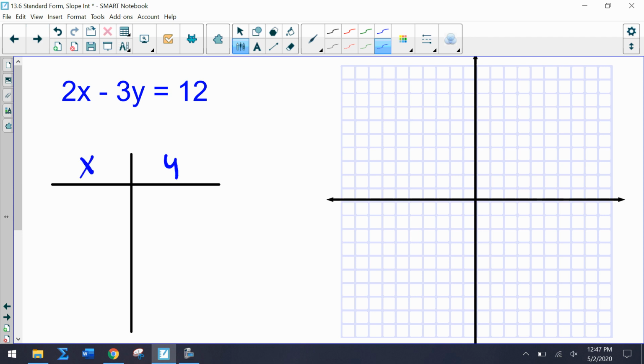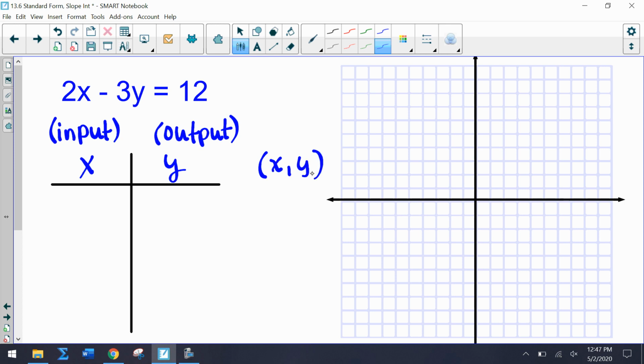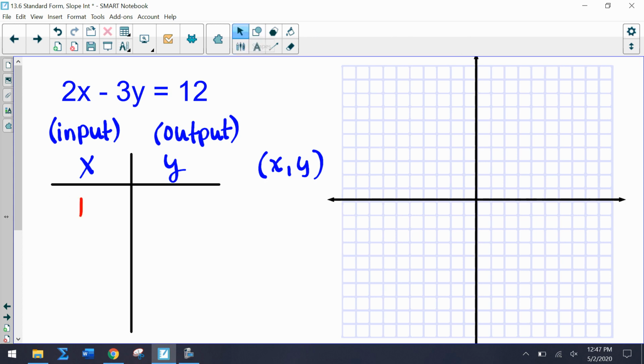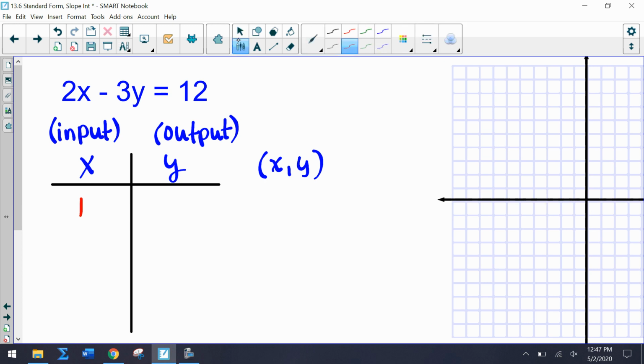Here's my x and here's my y. We often call our x value that we choose our input and the y value that spits out our output. And then we're going to put those 2 together to get a coordinate point. So let's say I plug in 1 for x.